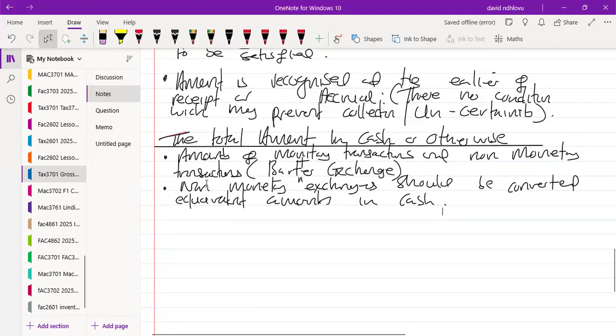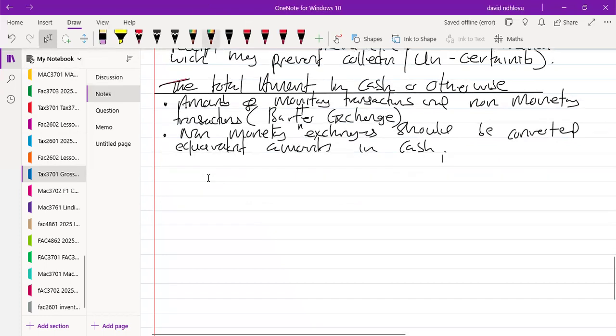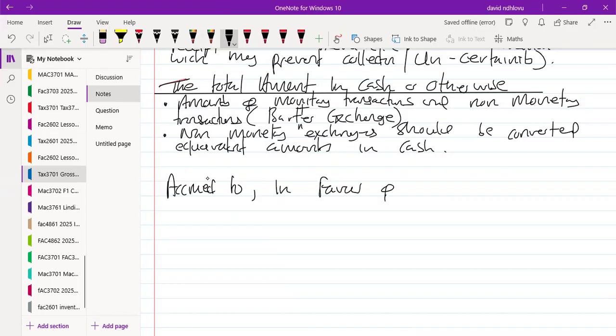So it is the total amount in cash or otherwise, and then they continue and say, accrued to, in favor of. Or let me say the first wording there is amount received by. There are three words that we have got to consider: received by, accrued to, or in favor of.